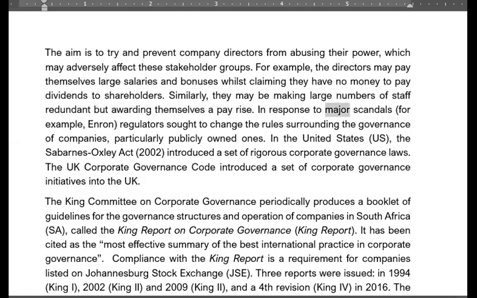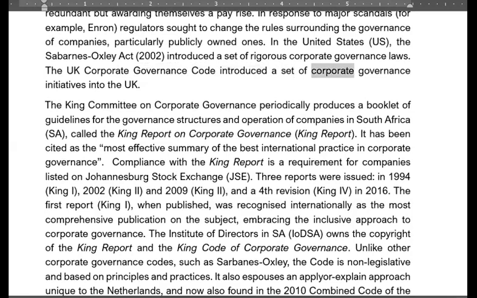In response to major scandals, for example Enron, regulators sought to change the rules surrounding the governance of companies, particularly publicly owned ones. In the United States, the Sarbanes-Oxley Act, 2002, introduced a set of rigorous corporate governance laws. The UK Corporate Governance Code introduced a set of corporate governance initiatives into the UK.